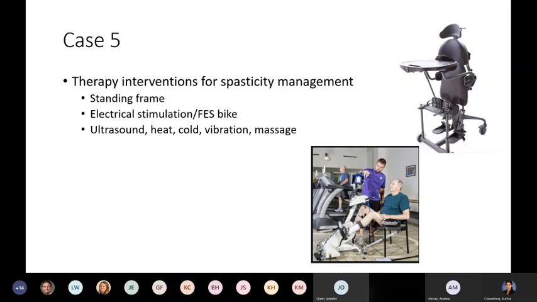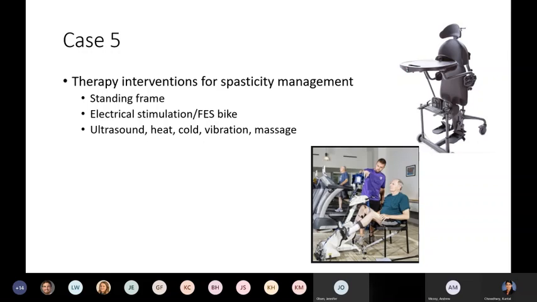So there are some other things that may help. In someone who is otherwise medically appropriate for supported standing, a standing frame can be really beneficial, both in the therapy setting and, if possible, for the patient to obtain one for home use.